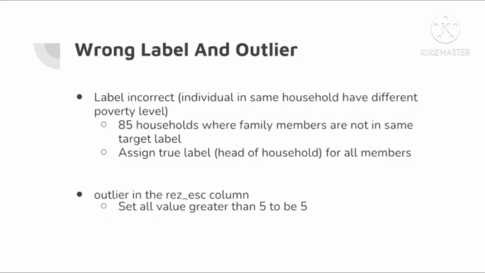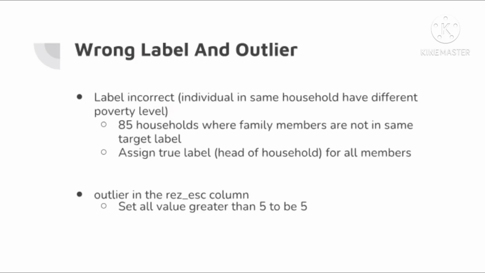Firstly, we have found that some labels are incorrect, as there are 85 households that do not have a unique target value for each family members. Based on the competition discussions, the organizers mentioned that the correct label is the head of household. Thus, we have corrected the labels for households with members having different poverty levels by assigning the true label for all members.